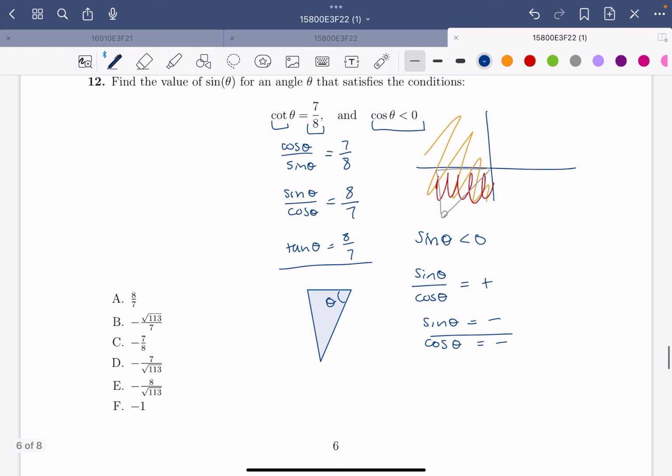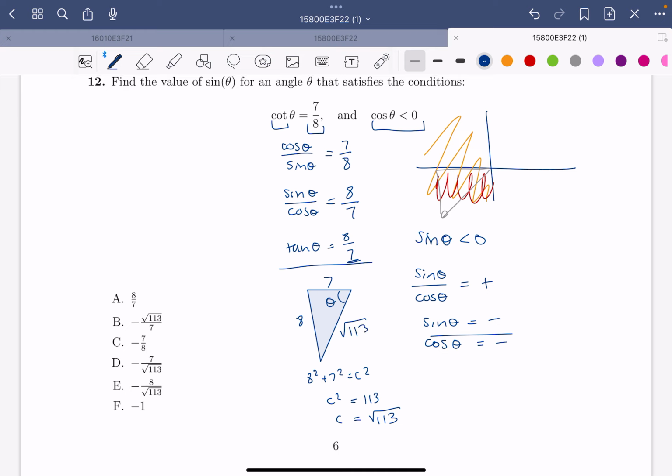Tangent is opposite over adjacent, so that is 8 over adjacent, which is 7. And we have a triangle, so we're going to apply good old Pythagoras theorem. So 8 squared plus 7 squared equals c squared. If you plug that into your calculator, you get c squared equals 113, where c equals root 113.